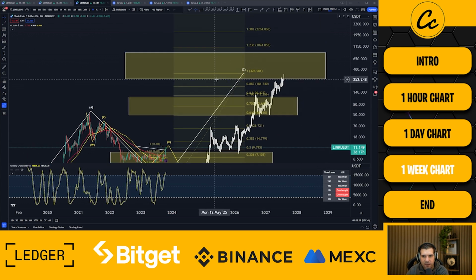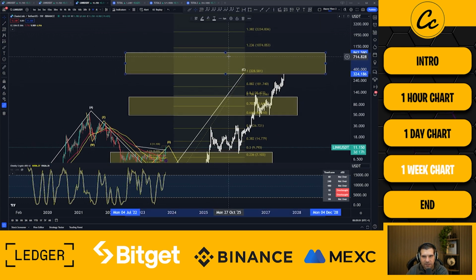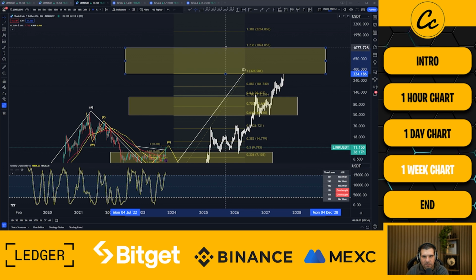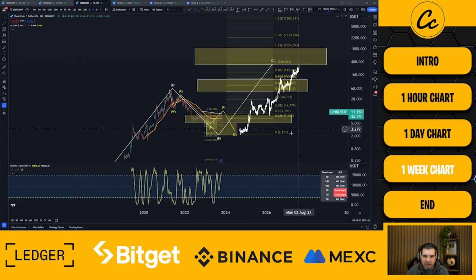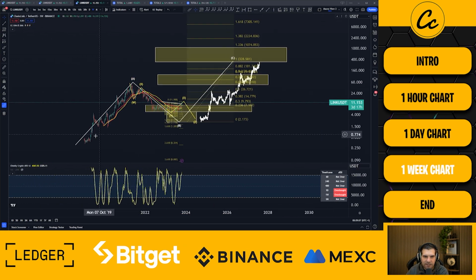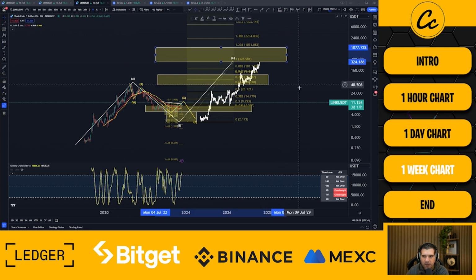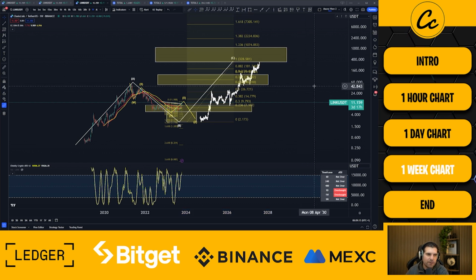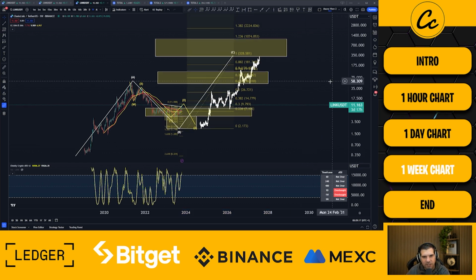And then of course on the higher range we have the ability to kind of target out between the 1 and the 1.236. Now these particular areas basically mirror that of the existing A wave structure, which would put us between $324 and $1,000 per link.